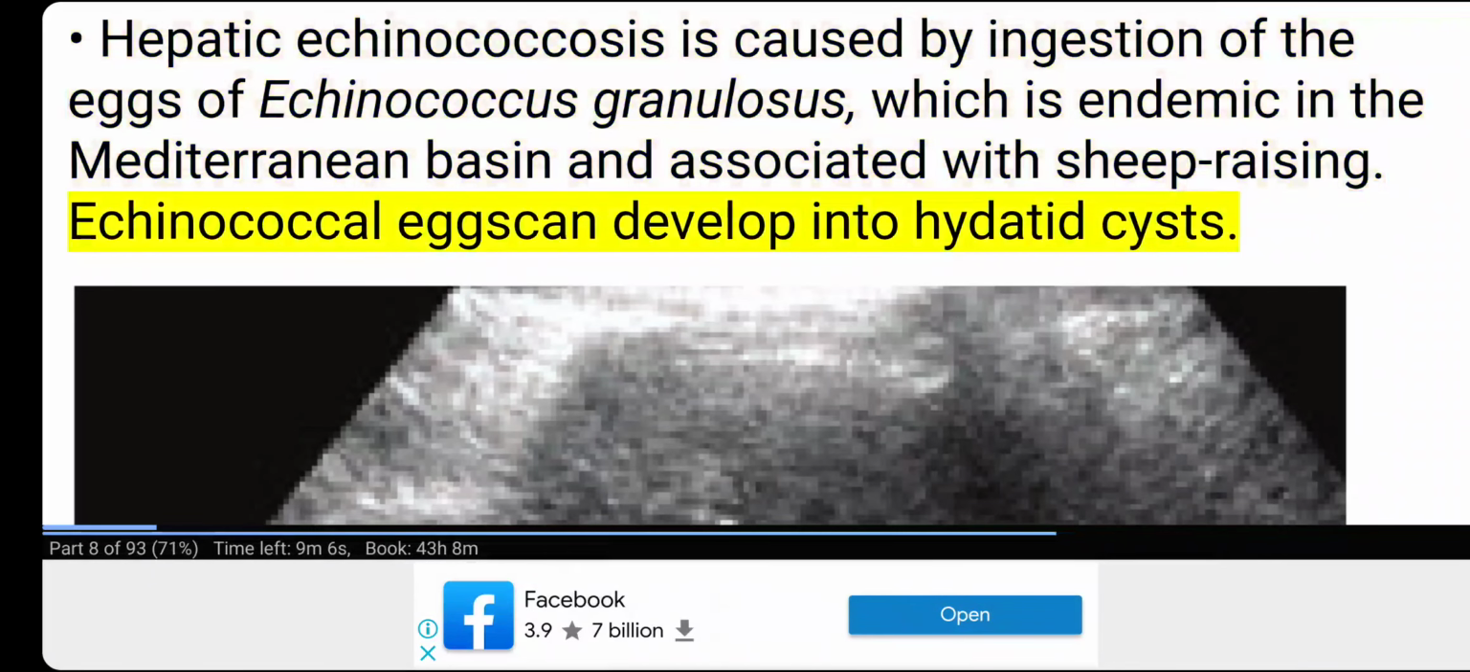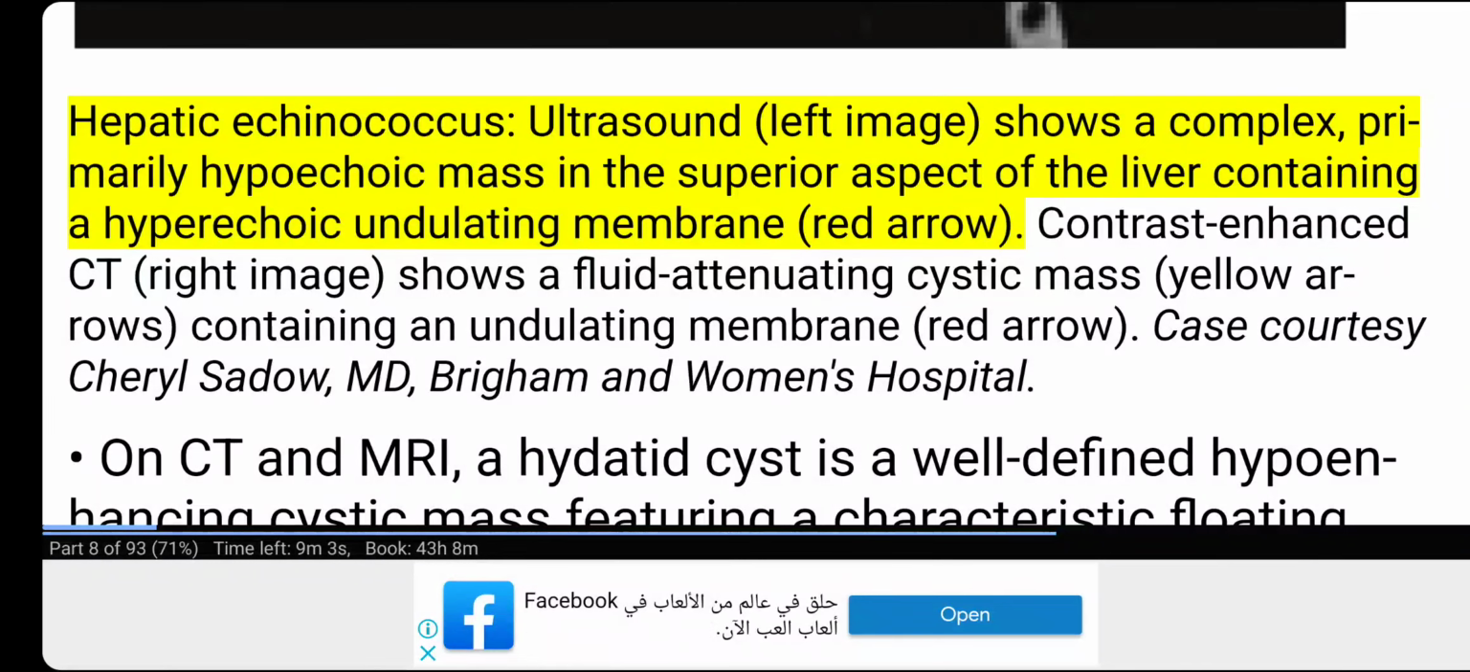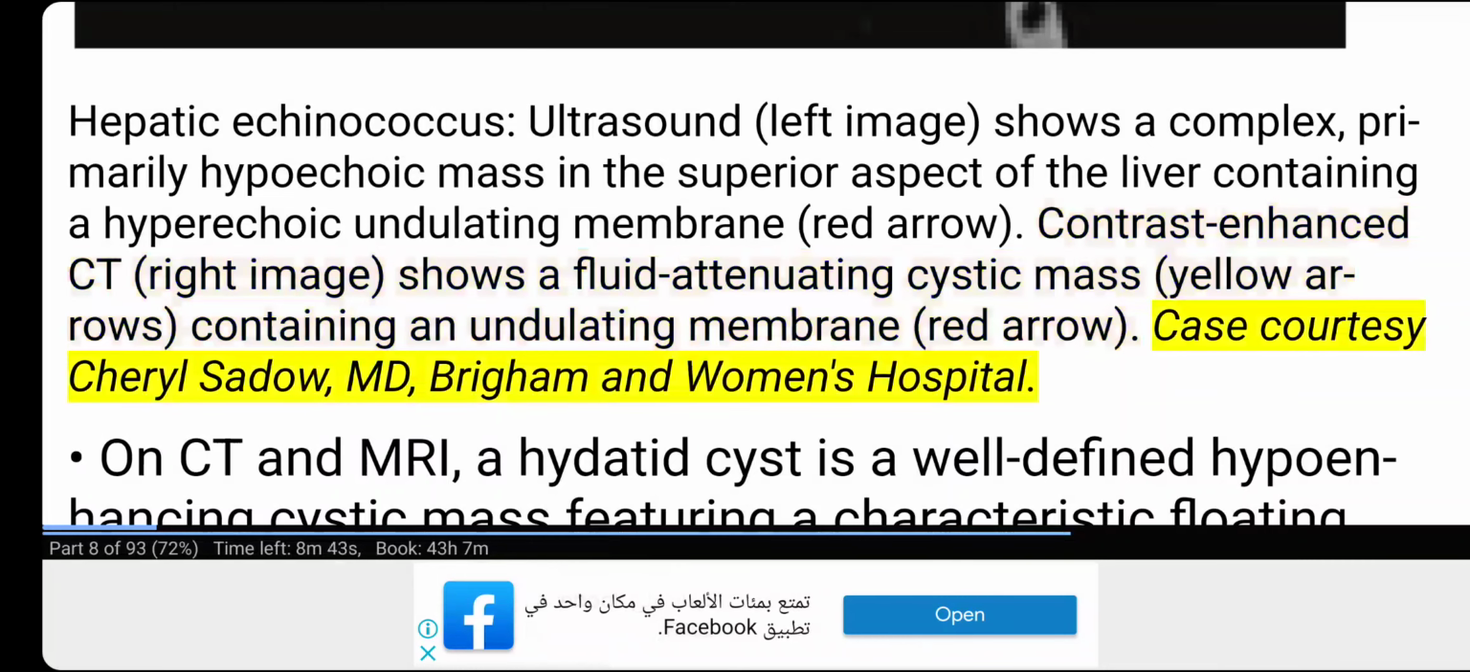Echinococcal eggs can develop into hydatid cysts. Hepatic echinococcus. Ultrasound left image shows a complex, primarily hypoechoic mass in the superior aspect of the liver containing a hyperechoic undulating membrane, red arrow. Contrast-enhanced CT right image shows a fluid attenuating cystic mass, yellow arrows, containing an undulating membrane, red arrow. Case courtesy Cheryl Sato, MD, Brigham and Women's Hospital.